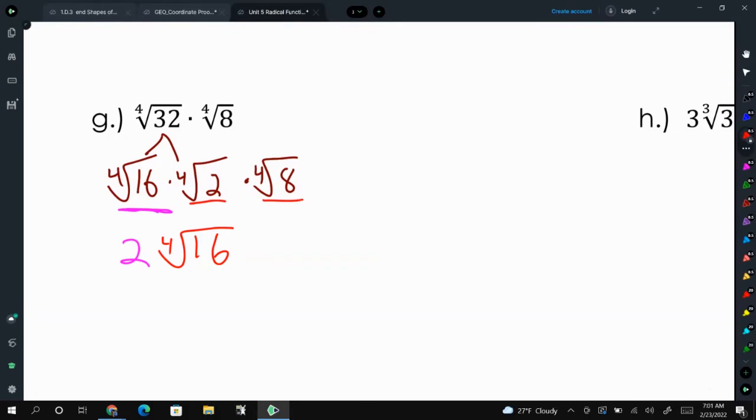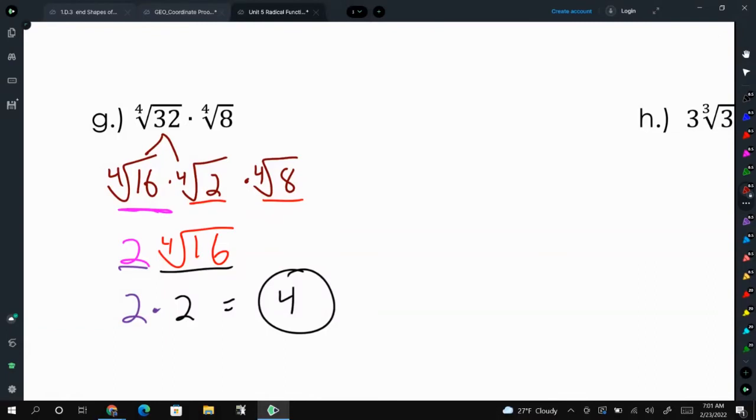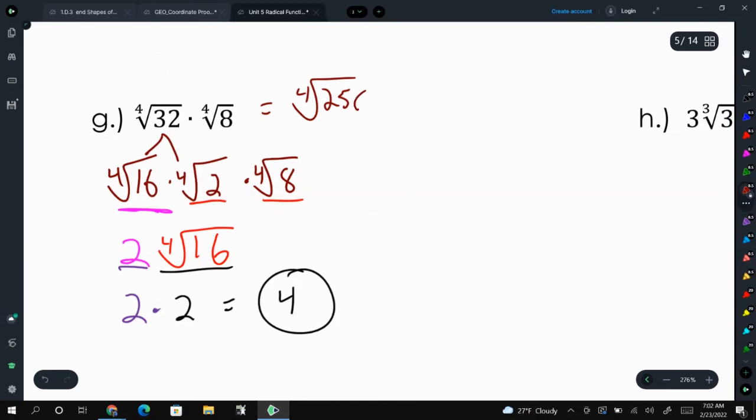Well, we know what the fourth root of 16 is. We just said that. So we're going to bring this 2 down times the fourth root of 16 is also 2. So our answer is 4. Now you could have also multiplied 32 and 8 at the very beginning. 32 times 8 would have been the fourth root of 256. But I don't know what the fourth root of 256 is off the top of my head. So that's why I approached it this way.